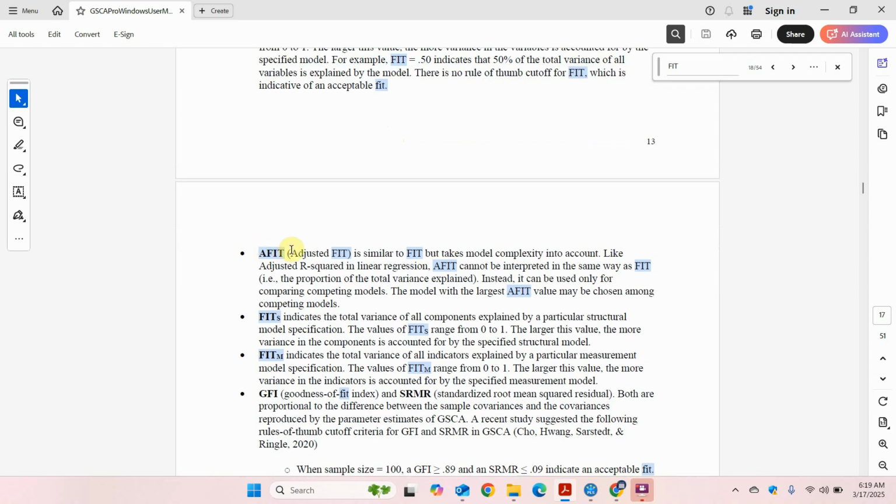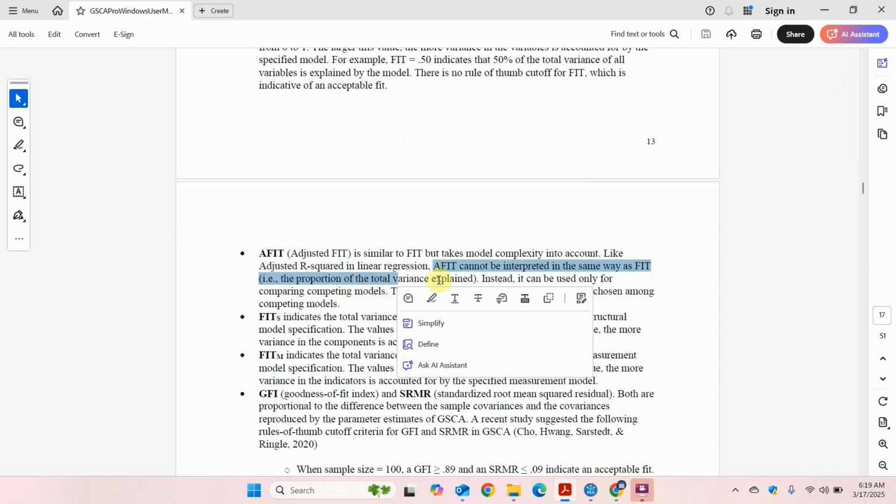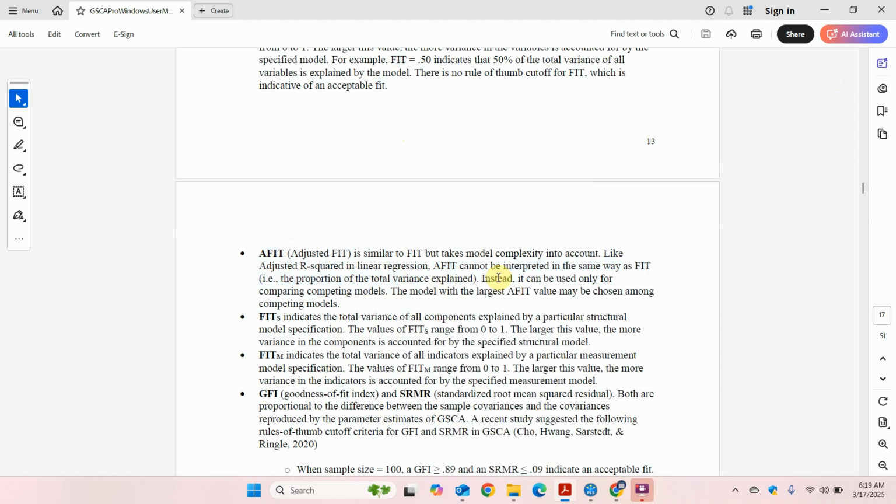Now what is AFIT? It is adjusted FIT, and it is similar to FIT but takes the model complexity into account, like adjusted R square in linear regression. Now AFIT cannot be interpreted in the same way as FIT, that is the proportion of total variance explained. Instead, it can be used only for comparing competing models. Let's say you've got different models and you are trying to find out which model fit is better. Now based on AFIT, you can compare those models.